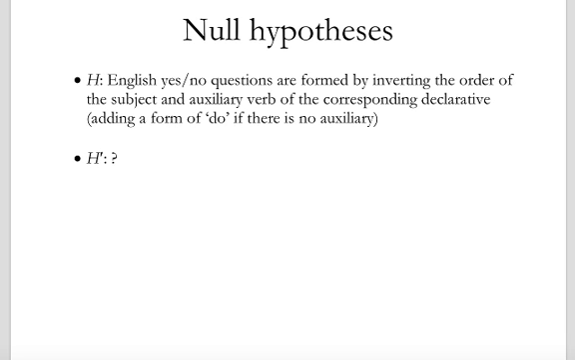And in general, the hypothesis is that this is how you form yes/no questions in English. What's the null hypothesis? I mean, the obvious simple mapping would suggest English yes/no questions are not formed by inverting the order. This is not at all a useful null hypothesis. It's not giving you anything to investigate.